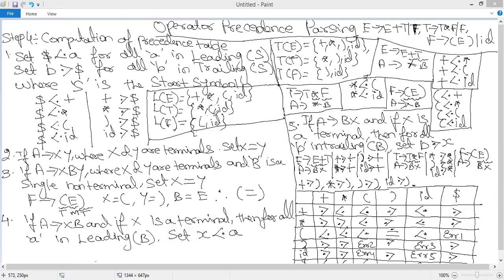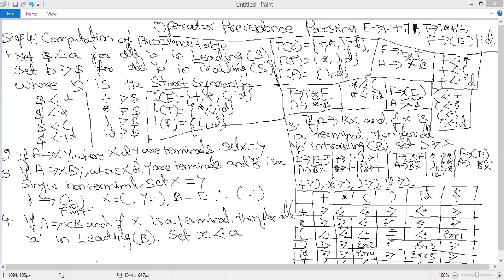star, open parenthesis and ID. Okay, star, open parenthesis and ID, that should be on the right hand side. That is A, and the precedence relation is less than. What is X here? Here X is plus, that is mentioned here: plus less than star, plus less than open parenthesis, plus less than ID. Okay, so this fourth rule will be set for this production rule.